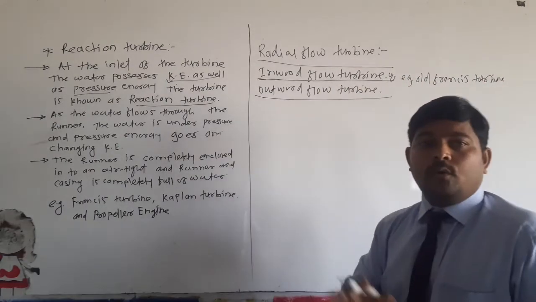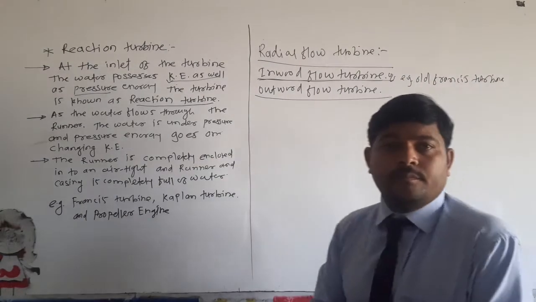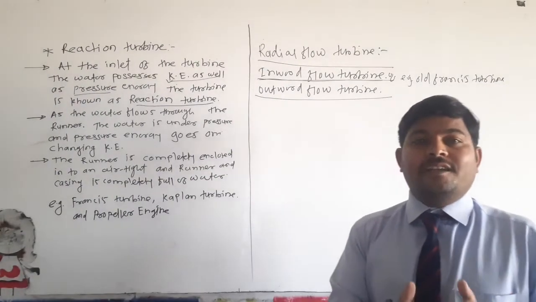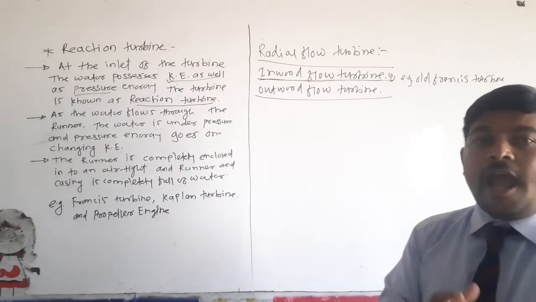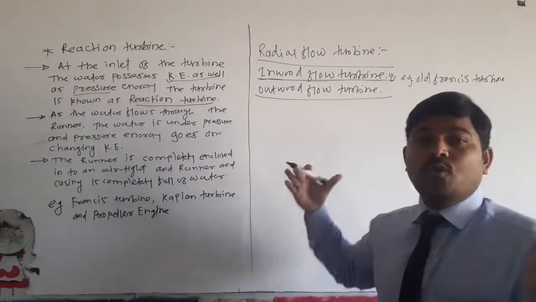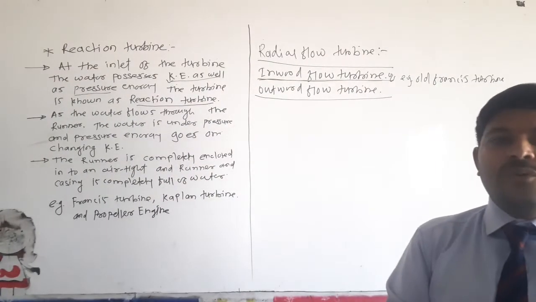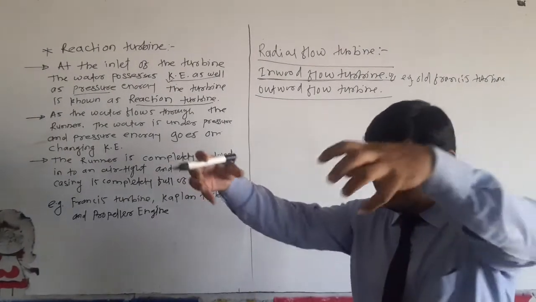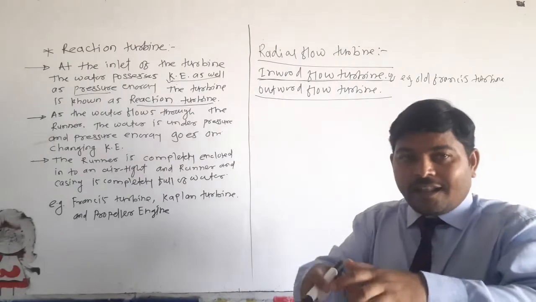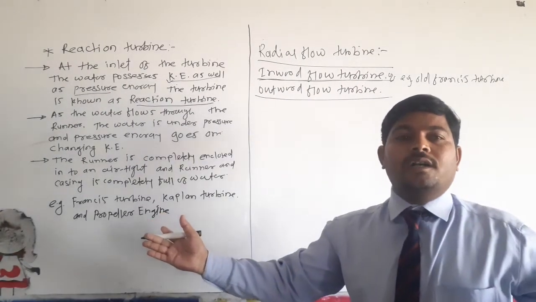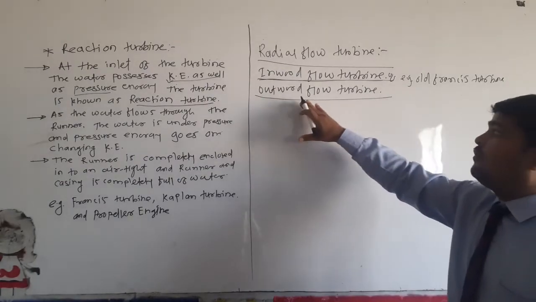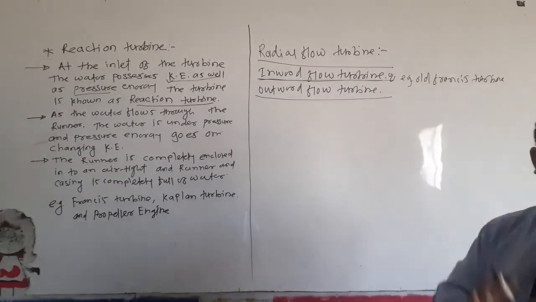An outward flow turbine means that in the outward flow turbine, the water enters at the center of the runner and flows radially outward toward the outer periphery of the runner. That means the water flows radially in the runner and then flows toward the outer periphery of the runner. That type of turbine is called the outward flow turbine.